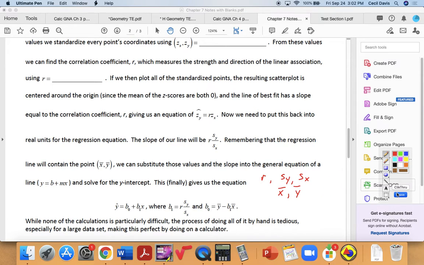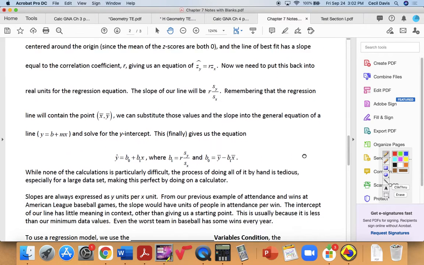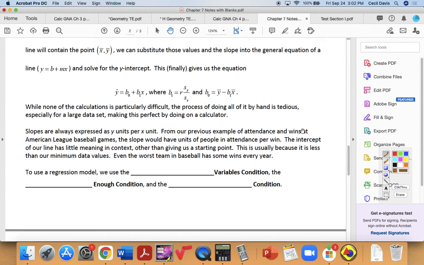Okay, once you do that, the slopes are always going to be expressed as y units per x units because slope is change in y over change in x. That hasn't changed. From our previous example of attendance and wins at American League baseball games, the slope would have units of people in attendance per win.